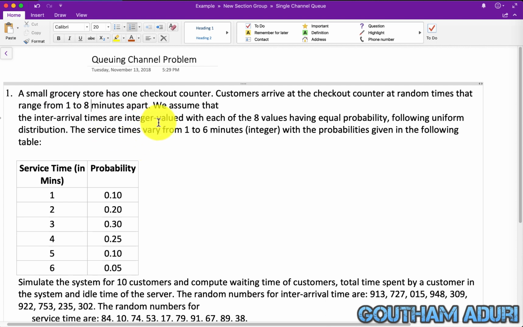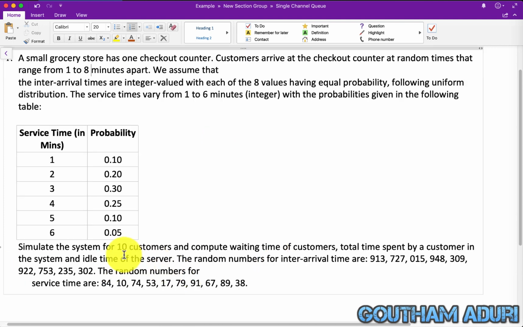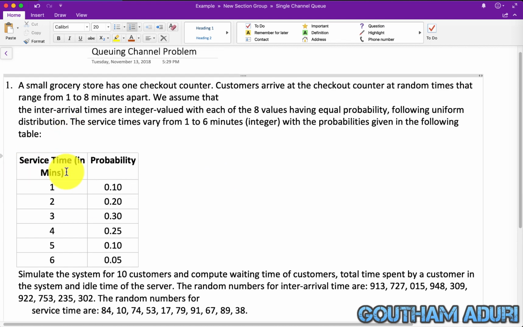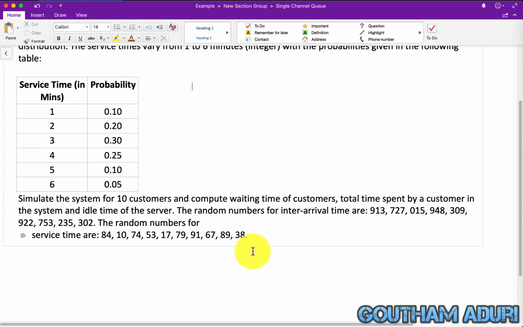We assume that the inter-arrival times are integer valued, with each of the 8 values having equal probabilities following the uniform distribution, and the service times vary from 1 to 6 integers. Simulate the system for 10 customers. They give the random numbers, and we have to calculate the inter-arrival times and the service time. The service time probability table is given, but we have to calculate the inter-arrival time probability table. So let me draw one more table here, the solution table. It will be easy.